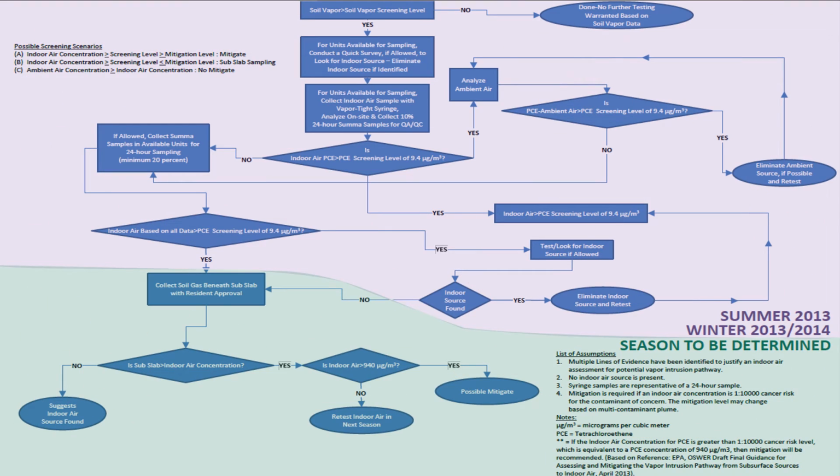That ended up meaning that we had to put together a flow chart on what we were trying to do. And this is our flow chart. It was the decision chart on what we were going to do and the screening levels that we had to set up. Now, we had to do this at two times of the year, because vapor intrusion is an issue that has to be assessed at different times, depending on when people's homes are occupied.